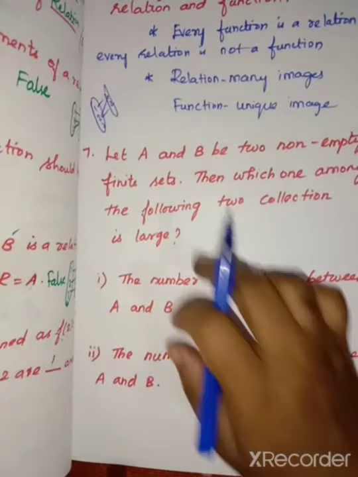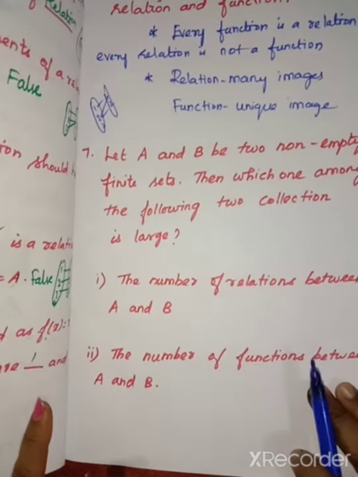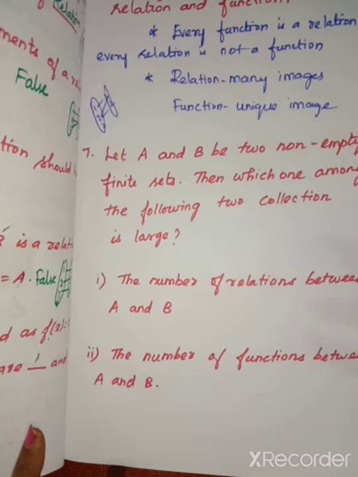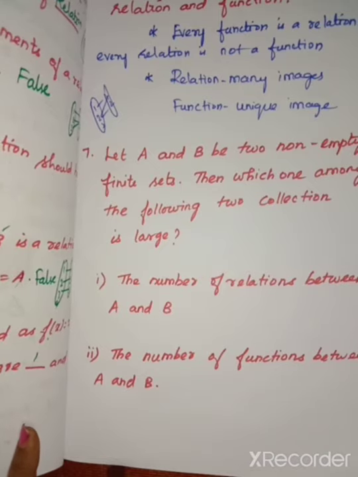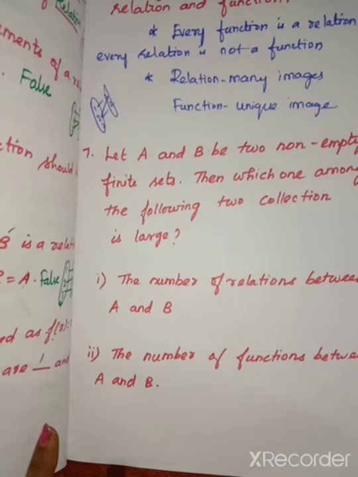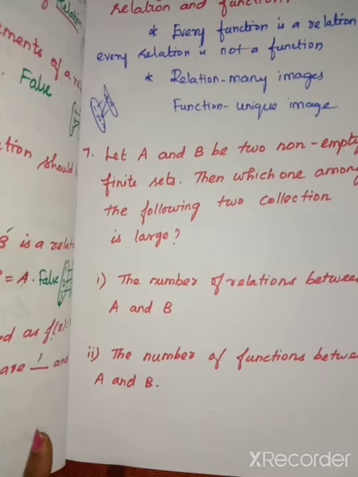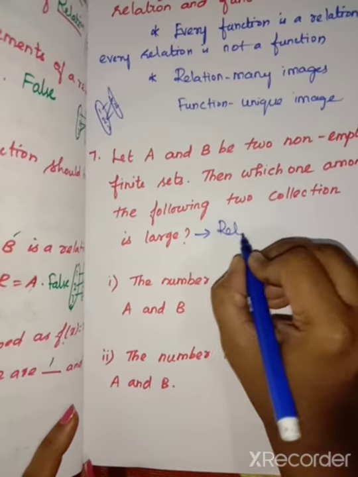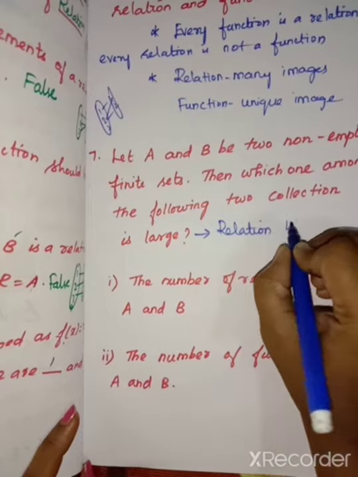Then we move on to the seventh one. Let A and B be two non-empty finite sets. Then which one among the function and relation collections is larger? The two collections are relation and function. Which one is larger? Function, as we already said, has only one image, while for a relation we have many. So here the relation is larger.